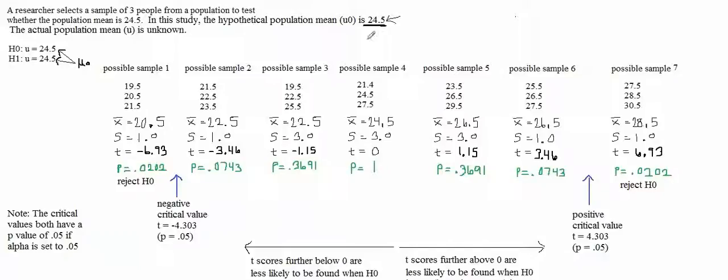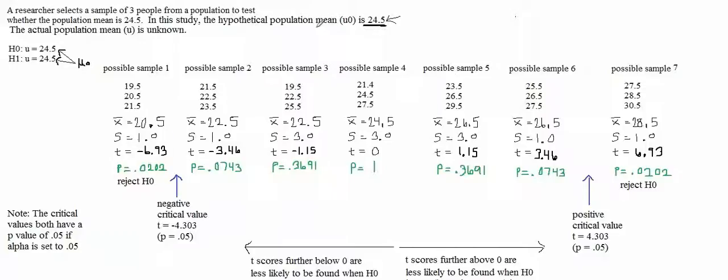So what the researcher can do is choose a hypothetical number that the unknown population mean might equal, and the researcher can actually choose any number that he or she likes. But there's usually a theoretical reason for picking a certain number. In this case, I decided to work with 24.5 as a possible population mean, but I didn't have to choose 24.5.